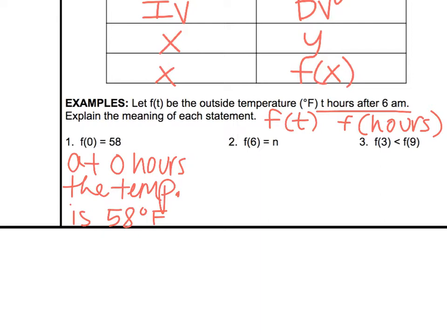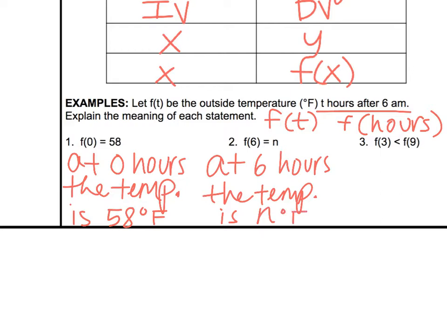Look at the next one. What are we inputting? It says f of 6. 6 what? 6 hours. So at 6 hours, we do not know the temperature, so we're going to say at 6 hours the temperature is, what does it say is equal to? N is equal to n degrees. Can't write today. The temp is n degrees Fahrenheit. Because we don't know what it is.